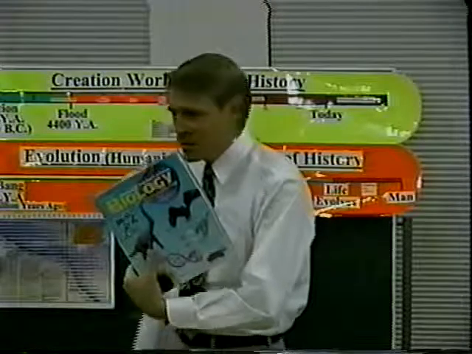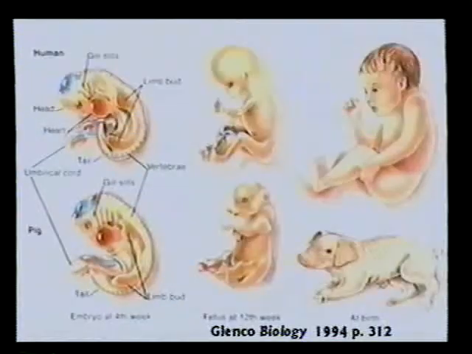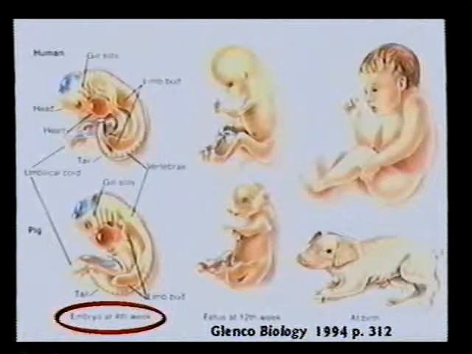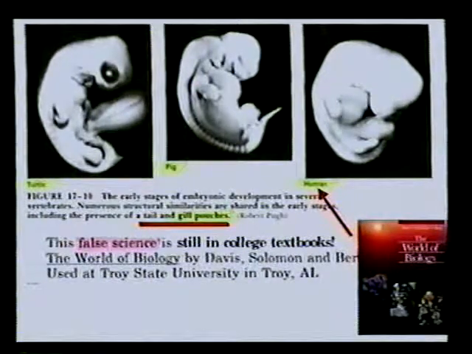Guess what? The book used at your school on page 183 is still teaching the same thing, proven wrong 125 years ago. Guess what? Glencoe Biology, I've got it in my office there, still teaches the human embryo has gill pouches. Proven wrong in 1874. Here's a biology textbook used at Troy State University, a college textbook. Still teaching them. Human embryo has gill pouches.